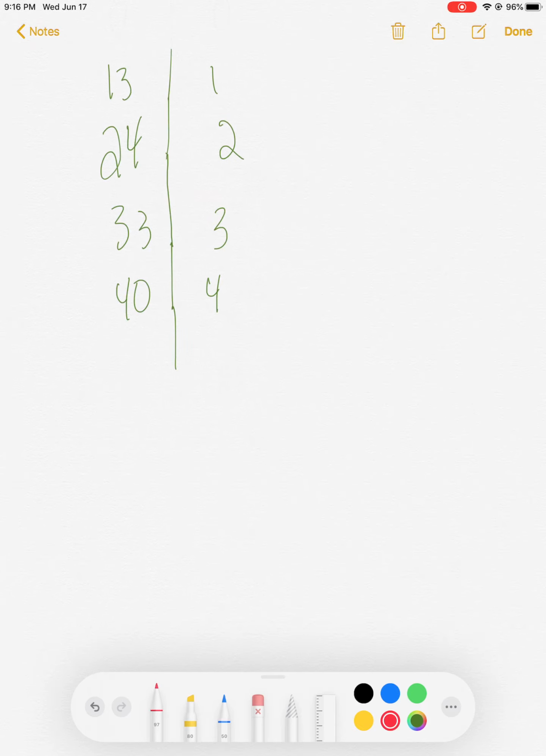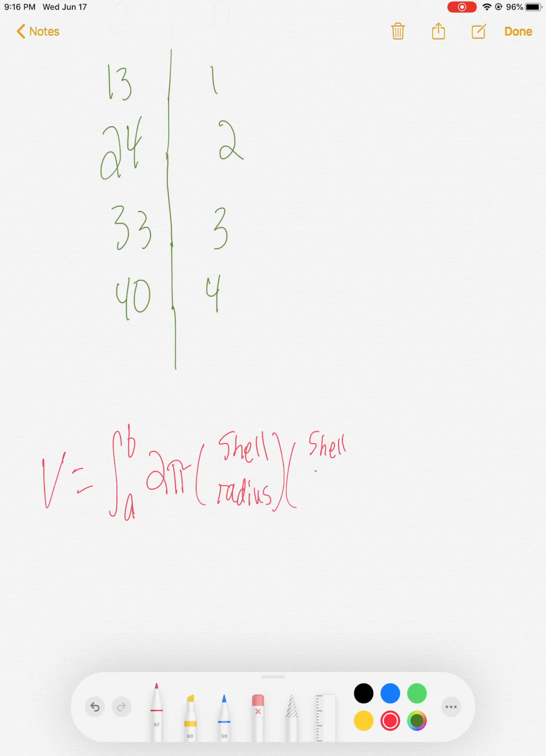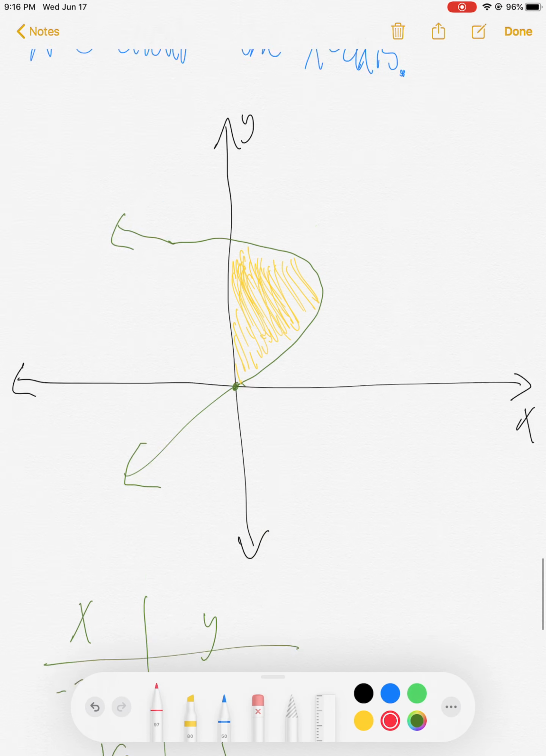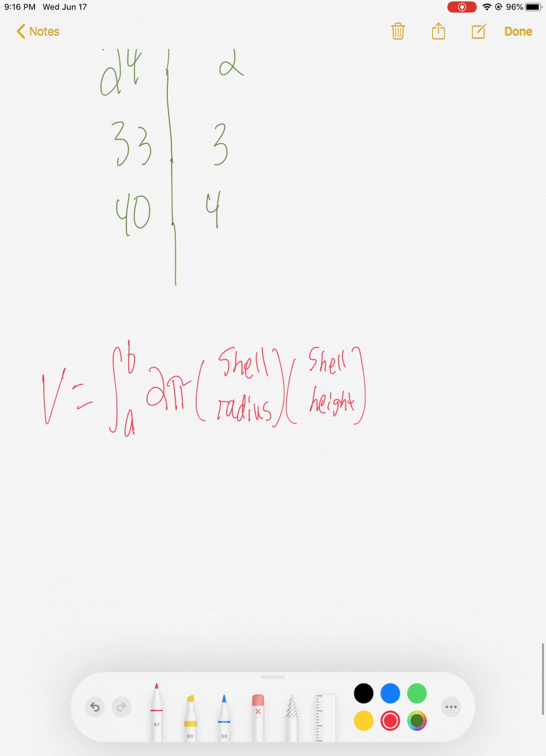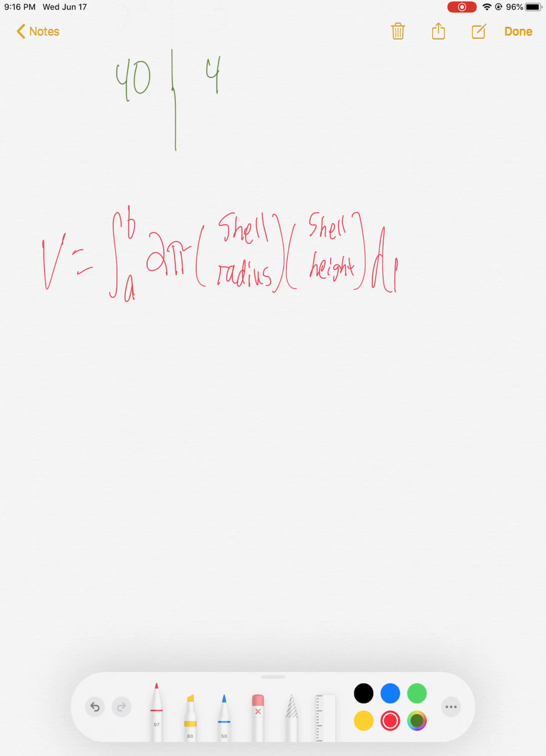Once again, we're going to need volume. It's the integral from a to b of 2 pi times shell radius times shell height. And then is it going to be dy or dx? Well, we're revolving. We've got our function in terms of y, so we're going to write that dy.